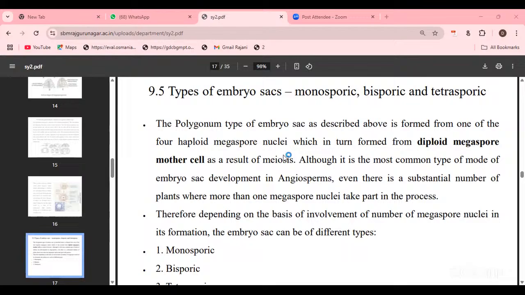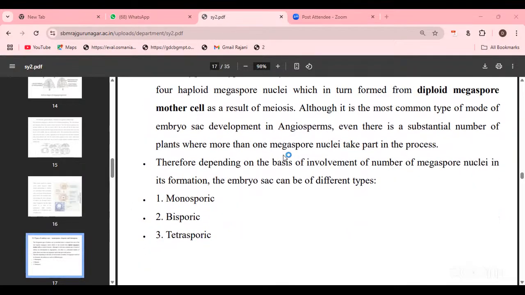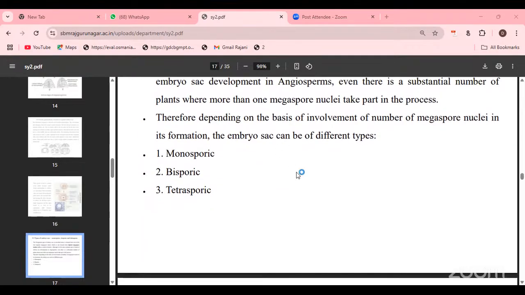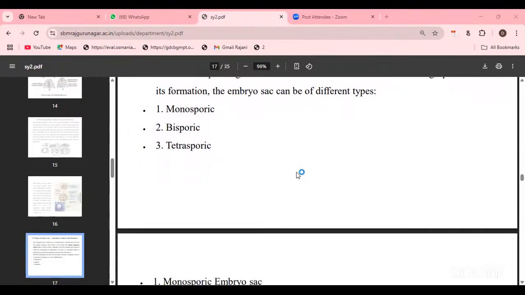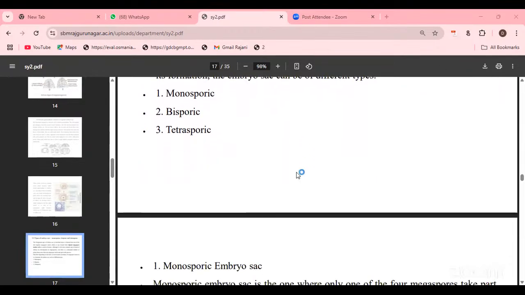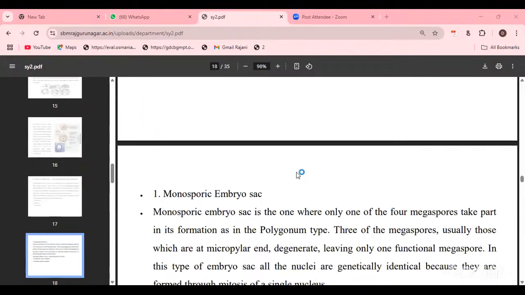Therefore, depending on the number of megaspore nuclei involved in its formation, the embryo sac can be differentiated into the types monosporic, bisporic, and tetrasporic. Three different types of embryo sac development are there: the monosporic embryo sac, the bisporic embryo sac, and the tetrasporic embryo sac.